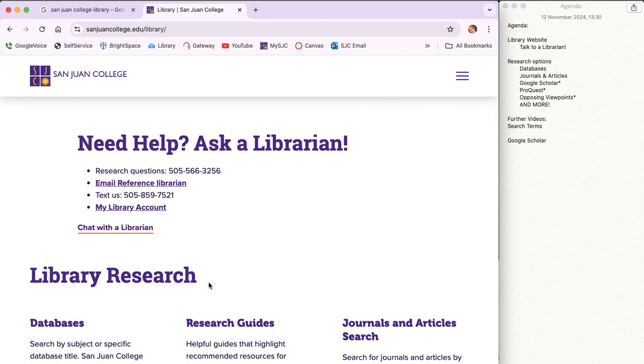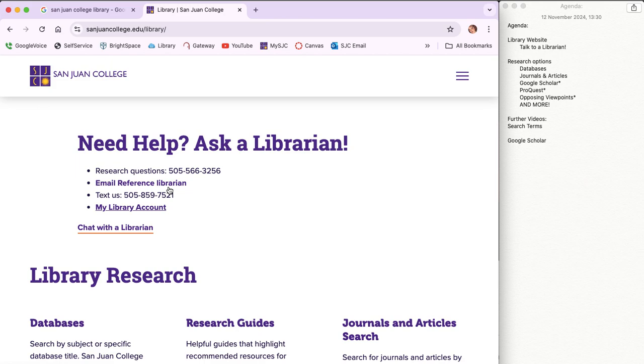And then this is the most important information that I can ever give you. Go talk to a librarian. So here you can see that they have a phone call you can make to ask research questions. You can email them, you can text them, or you can go on a little chat pod here with them. So that's a lot of different ways to get there, as well as you can look at your library account to see what books you have checked out and other items like that.